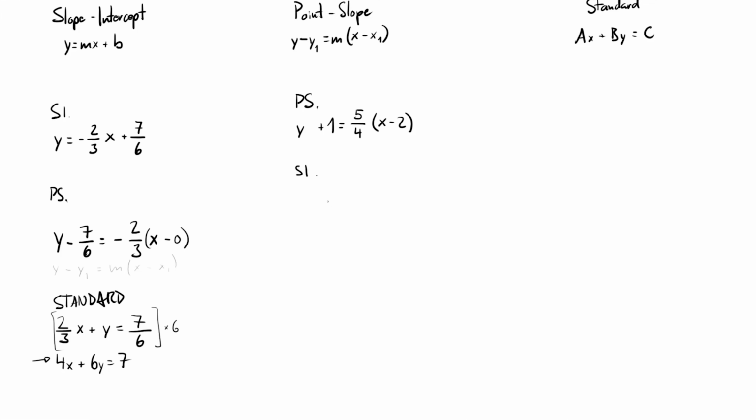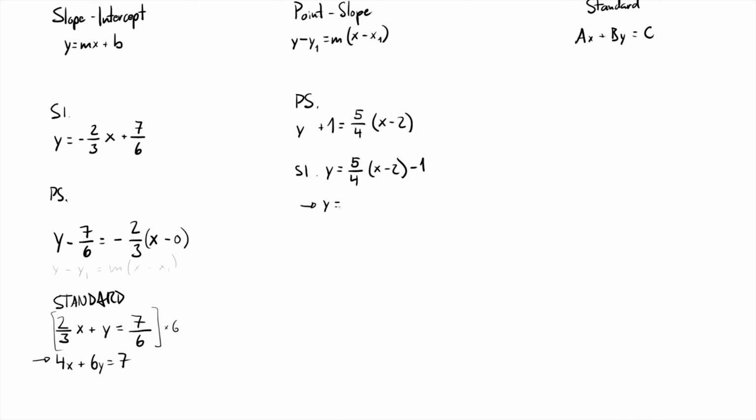Okay. Now getting it into slope-intercept form isn't really too difficult. All we have to do is expand and simplify. So that's what we're going to do. First thing we're going to do is get y alone on the left-hand side. So we're going to have y is equal to 5/4 times x minus 2 minus 1. And now we're going to simplify this.